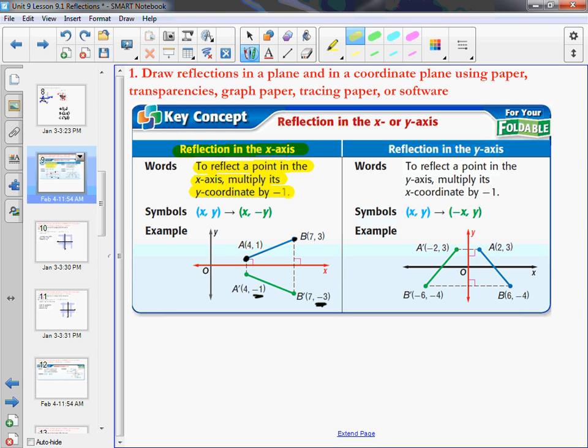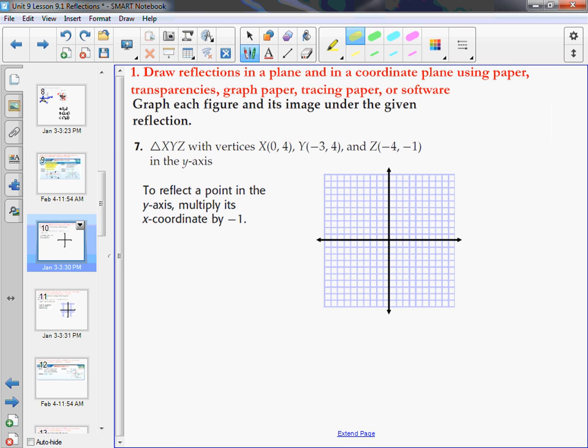I like this notation here. We'll use this some more later on. (x, y) becomes (x, -y). I actually say (x, y) is mapped onto (x, -y). The point (x, y) becomes the point (x, -y). So, go ahead on your paper and draw an x and y axis, one of each, and then graph triangle XYZ.